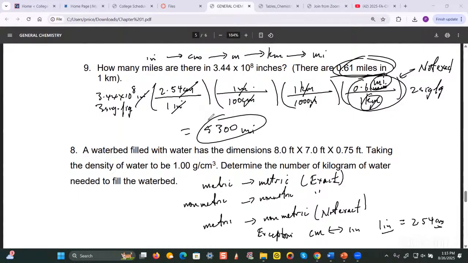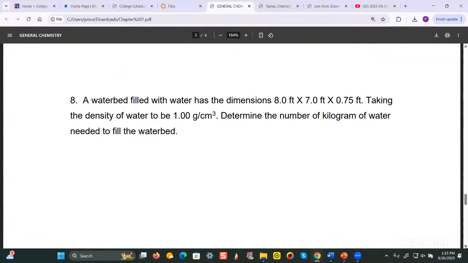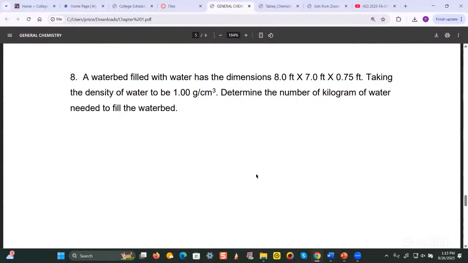All right, so let's look at the next question. Let me clear this here. Okay, so this question is talking about a waterbed, and it gives you the dimensions of the waterbed and the density of water. The question is asking for the mass in kilograms of water that you will need to fill this bed, right? They gave you the length, the width, the height, and the density.